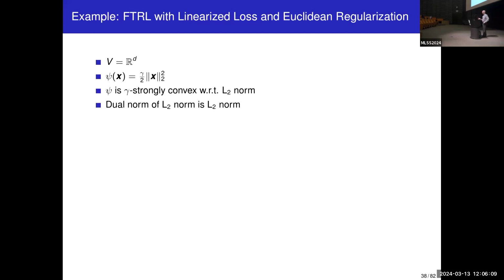Let me show you an example. FTRL, linearized losses, Euclidean regularization. So let's say that, again, there is no constraint. My regularizer is always the same, it's constant, and is some gamma divided by 2, norm of x squared L2. This is gamma strongly convex, because again, this is a quadratic. The dual of the L2 norm is the L2 norm. And so the update will be the sum of the gradients divided by gamma with a negative sign.